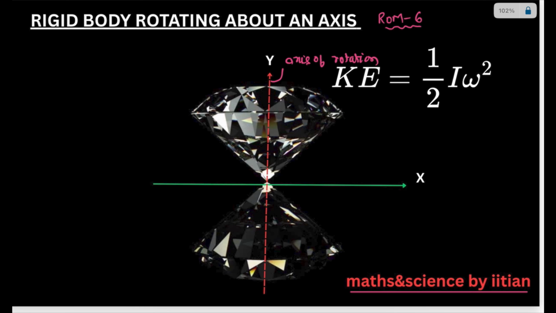Below the x-axis, I have given only the mirror image. Above it, the body is there. It's a rigid body. Let us say it's rotating like this, in this direction, with an angular velocity of omega.